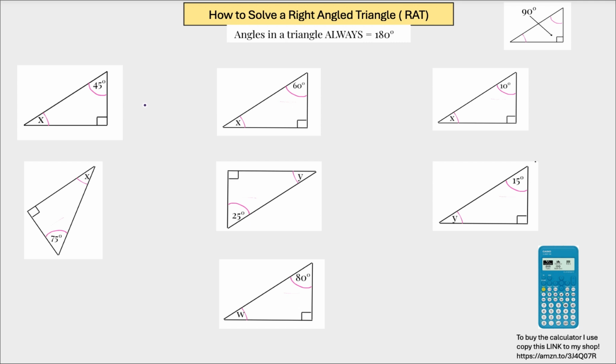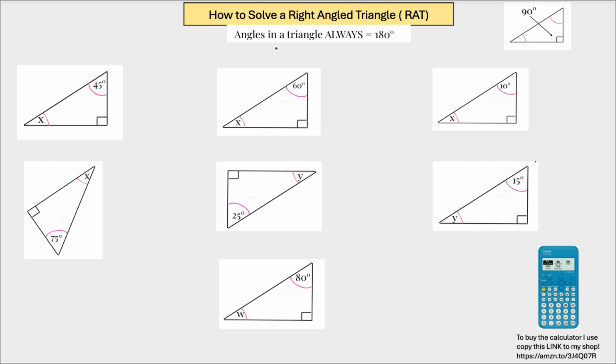Hello people, this video is showing you how to solve a right angled triangle. Now, what you need to know first, if you haven't already watched my videos on right angled triangles, is that this box here tells us that it's a right angle and it's 90 degrees. So this box equals 90 degrees, okay?